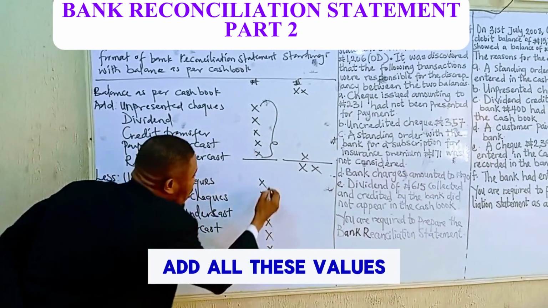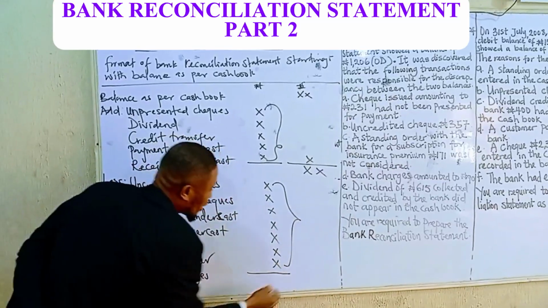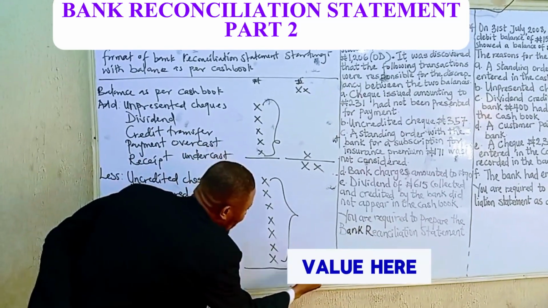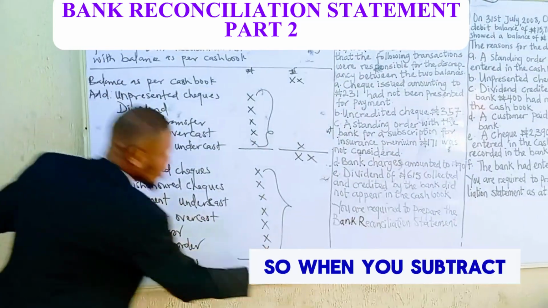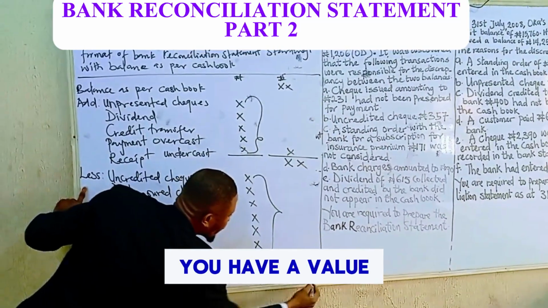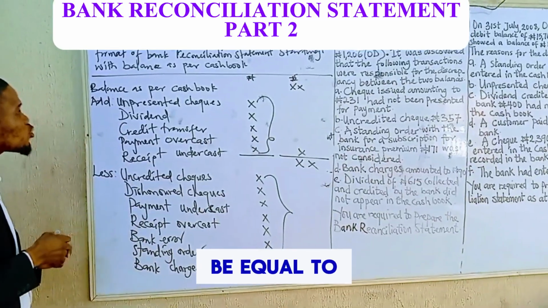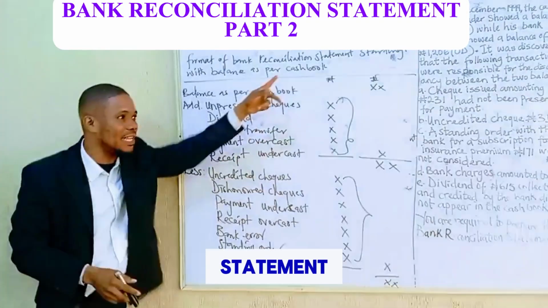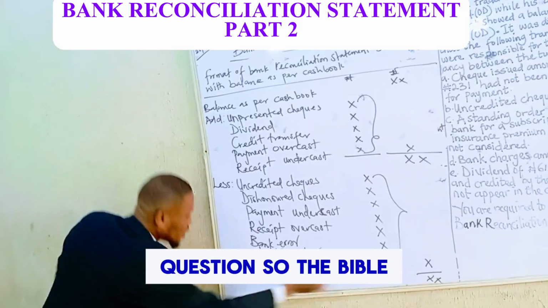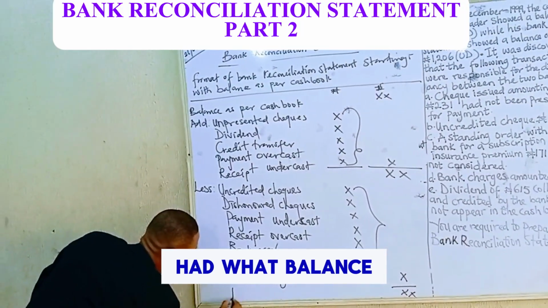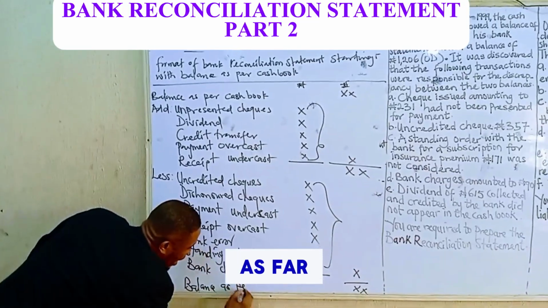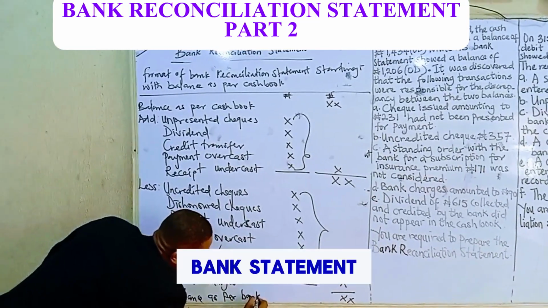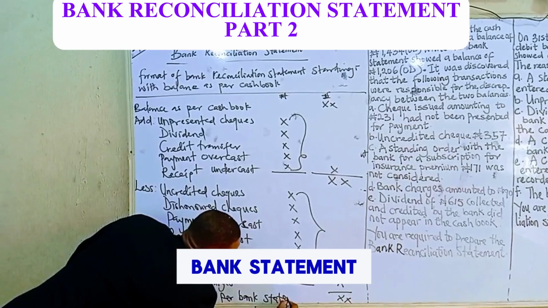Subtract it. When you add all these values together, then you have a value here, which will be subtracted from this. Look at this, less. So when you subtract it, you have a value, and the value must be equal to balance as per bank statement you have in the question. So the last one we had will be balance as per bank statement.